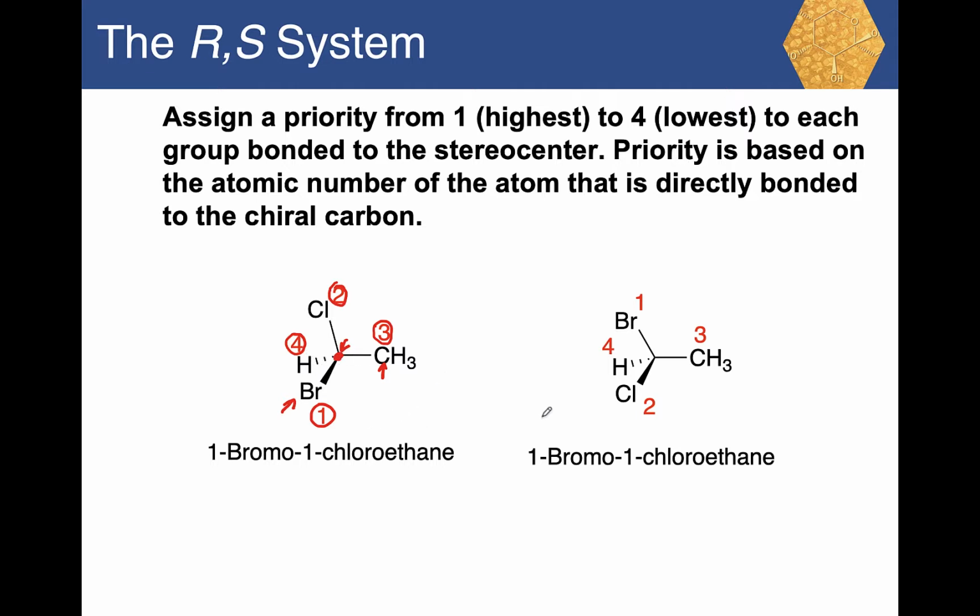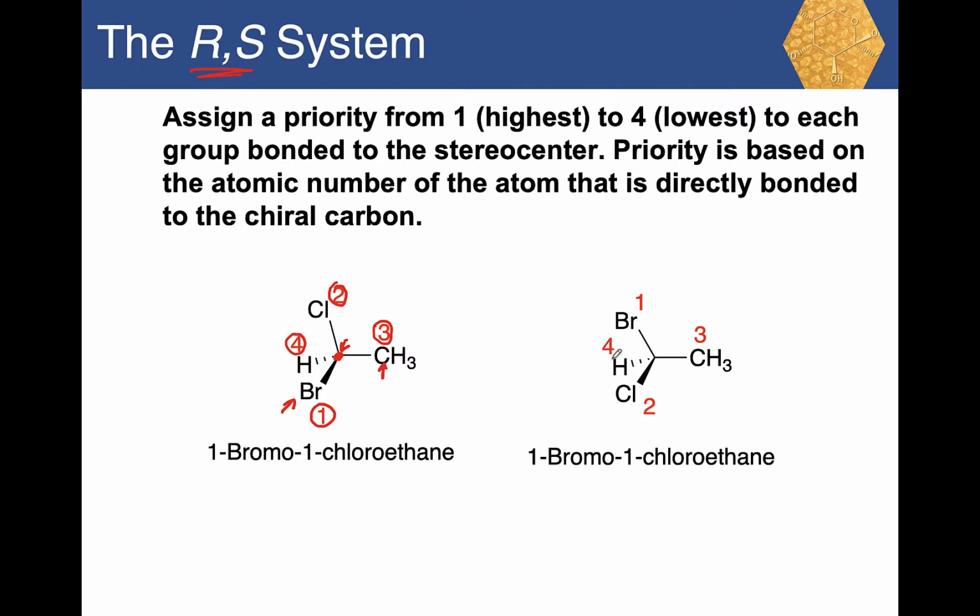So we're looking at two molecules here, and we will decide if they are the same or different based on the R and S absolute assignment. So let's do the same here. Bromine has an atomic number, as we said earlier, of 35. Chlorine has 17, so it gets number 2. Carbon has an atomic number of 6, so it gets number 3. And hydrogen has the lowest atomic number, so it gets a priority of 4. There's only a possibility of 1 through 4.